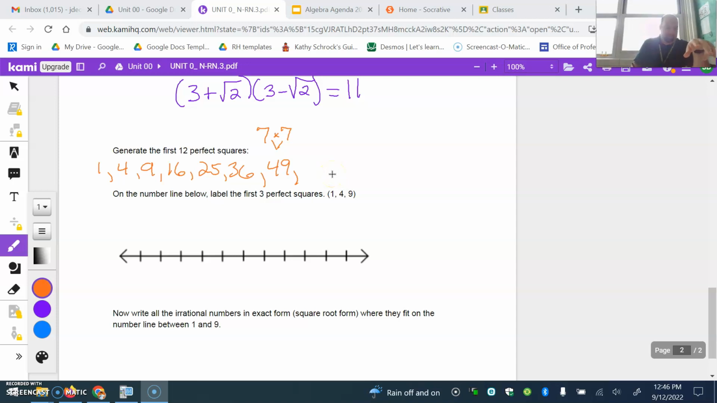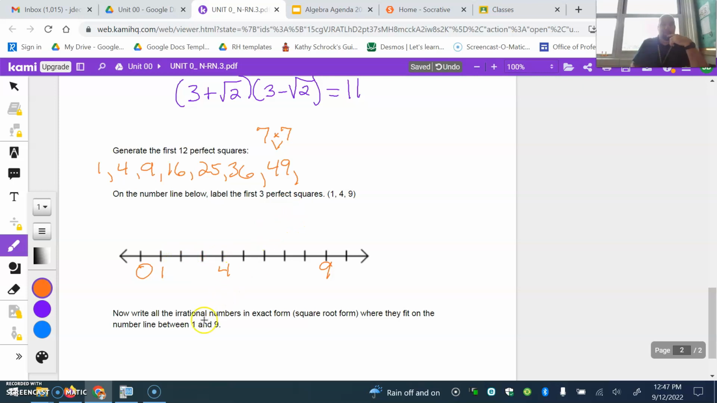I'm going to jump down to this next part here. It says on the number line, label the first 3 perfect squares. So the first 3 perfect squares are 1, 2, 3, 4, 5, 6, 7, 8, 9. Okay, and 9 comes from 3 squared, 4 comes from 2 squared.